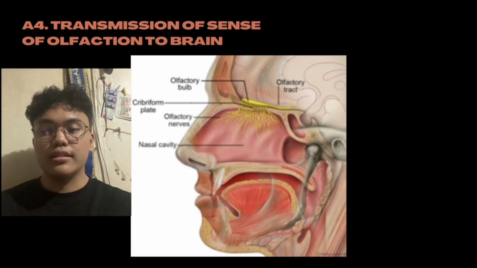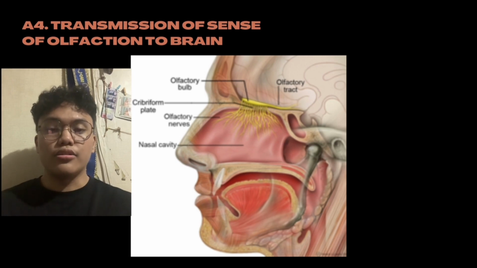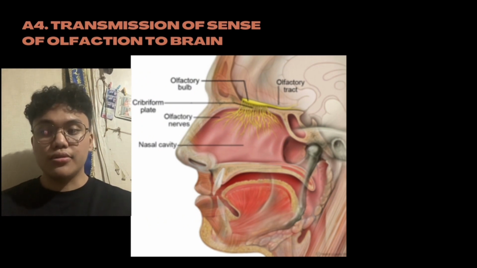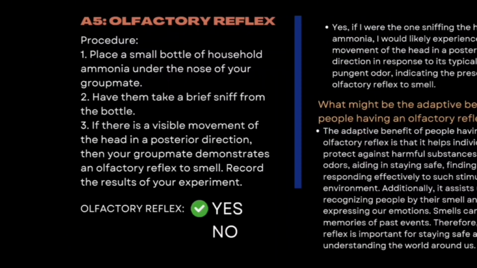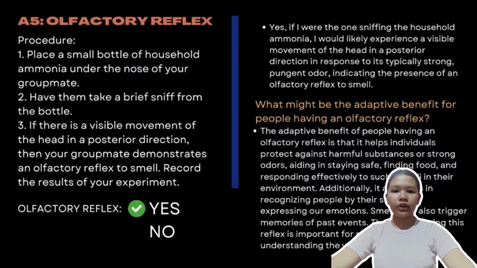The olfactory tract runs posteriorly along the olfactory sulcus and ends in the olfactory trigone. The function of the olfactory tract is to connect the olfactory bulb to multiple areas within the center of the brain. Activity 5: Olfactory Reflex.